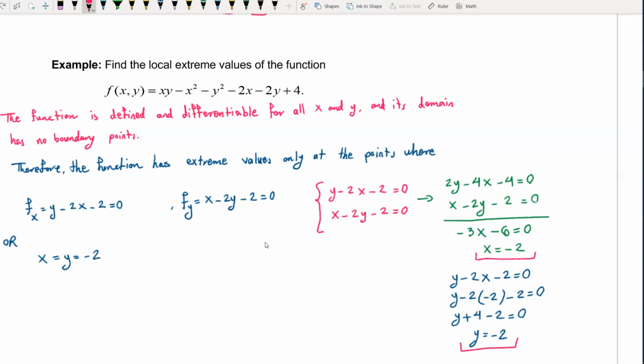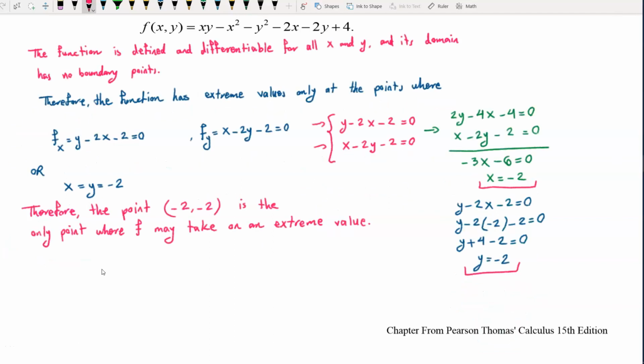Solving for x, x is negative 2. Then we use this negative 2 in either the first or second equation. Plugging in x, we have y - 2(-2) - 2 = 0. Solving for y, it is negative 2. So x equals y, which is equal to negative 2. Therefore, the point (-2, -2) is the only point where f may take an extreme value.